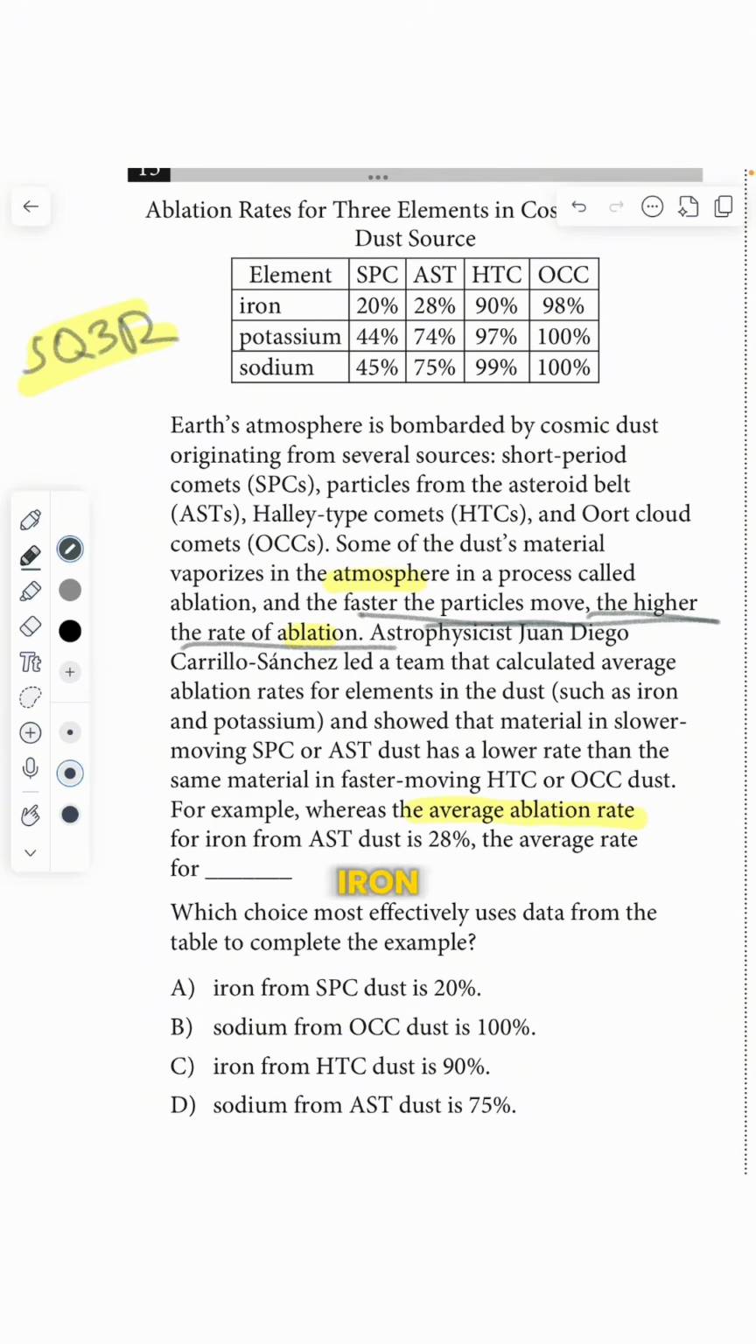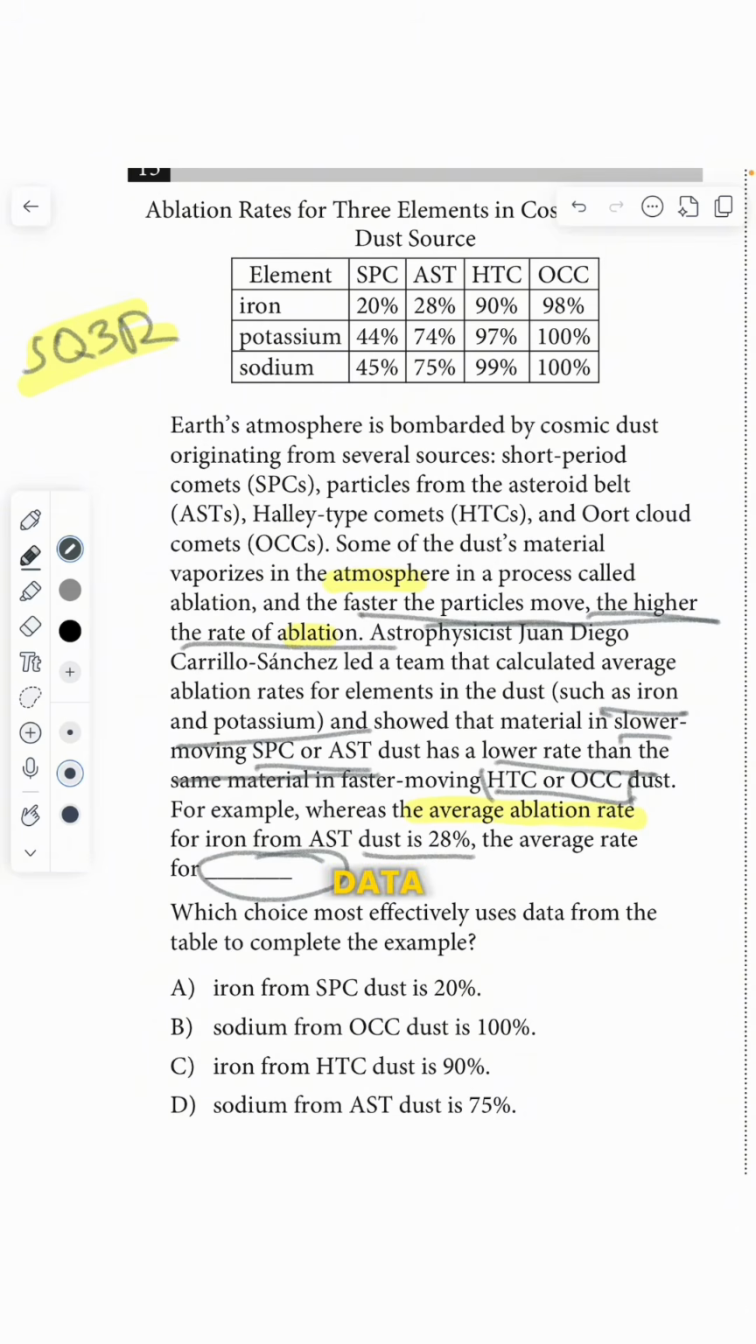in dust, such as iron and potassium, and showed that material in slower moving SPC and AST dust has a lower rate of ablation than the material in the faster moving HCC or OCC dust. There, for example, whereas the average ablation rate for AST dust is 28%, the average rate for blank dust is much higher, right? So that's what needs to go into this blank, because we see that basically he calculated the average ablation rate for this kind of dust and has a lower rate than this kind of dust. So, HCC or OCC dust, right?